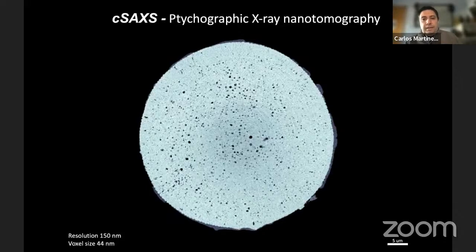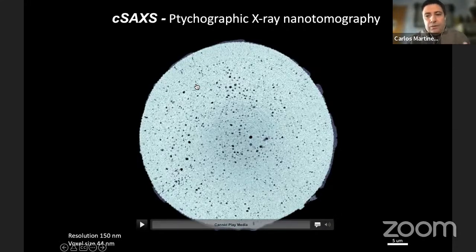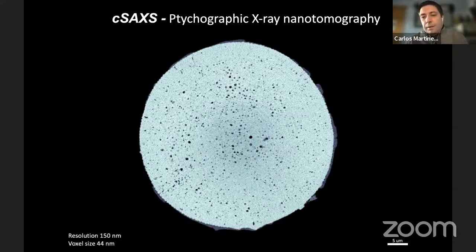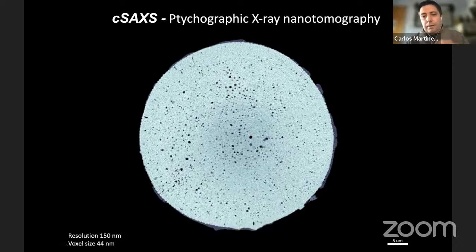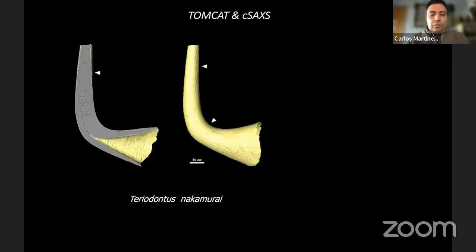So the tomographic results are here. Basically it was a video, but the code wasn't working. We got the highest resolution probably for a fossil, with a voxel size of 44 nanometers. It was good in terms of allowing us to recognize, at that resolution, the different voids and pores through the specific volume in the case of Pteridontus.